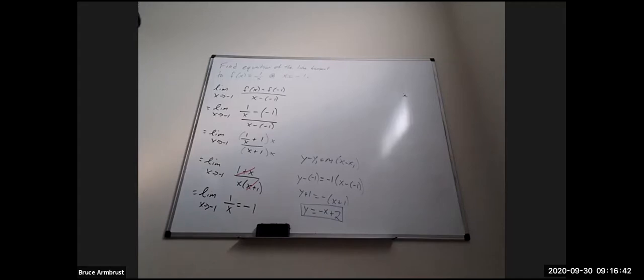So there's the equation of your tangent line for 1 over x when x is equal to -1. All right, so how do we feel about that one? That one look all right?